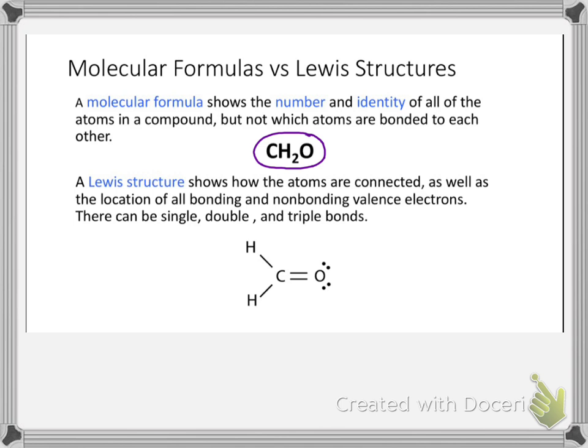Now, what a molecular formula does not tell us is how the atoms are bonded together. So Lewis structures are a way that we draw the bonding for a molecule. And so let's look at this Lewis structure here. That is for the CH2O. This is actually formaldehyde. And let's see what each of these things represent.